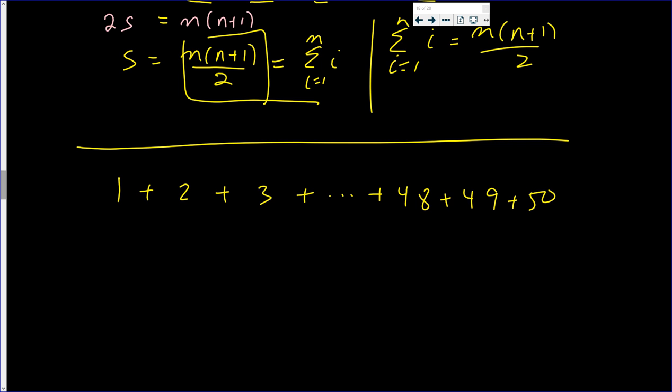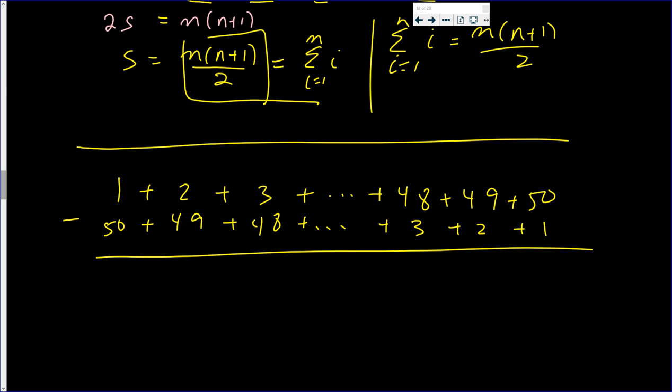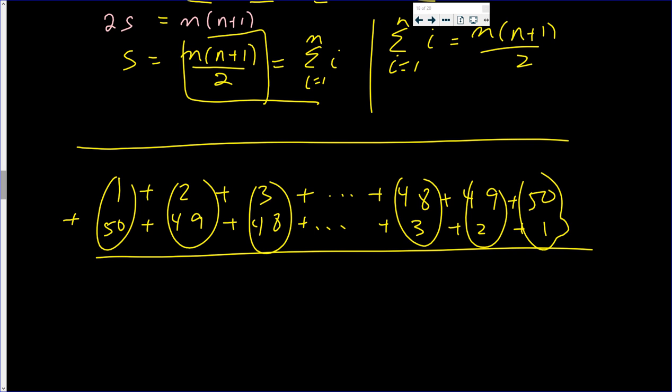So what Gauss did was, he did exactly what we did above. He realized, this is a grammar school student, 3rd grade maybe, that if he wrote the numbers backwards and he added them, he'd be adding 51 each and every time. So it's going to be 50 times 51, the sum. But that's twice what he wanted. But he divided by 2.